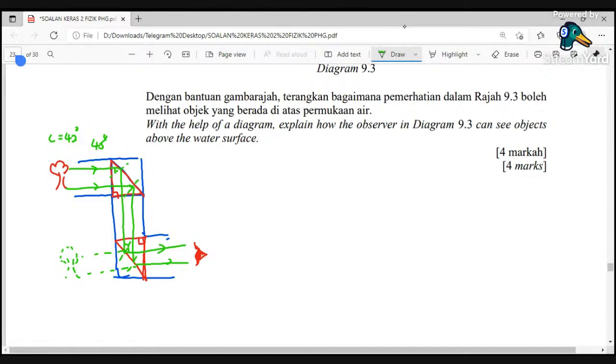Okay. So how to write? Actually you can use this diagram as the aid of your explanation. Boleh gunakan kaedah ini. Or you can write the answer in point form. Boleh tulis dalam bentuk point form.